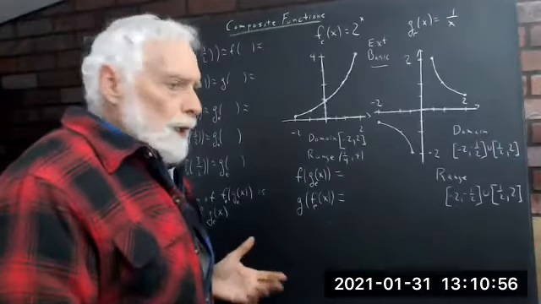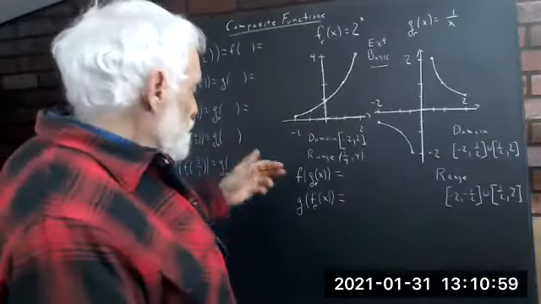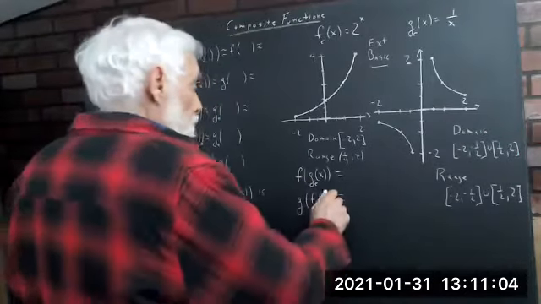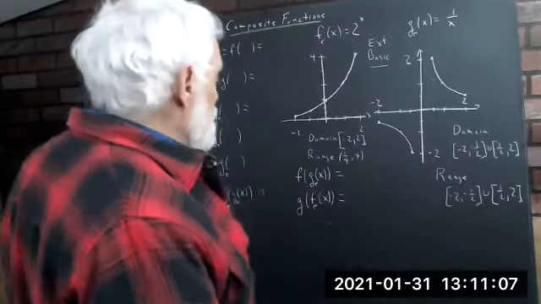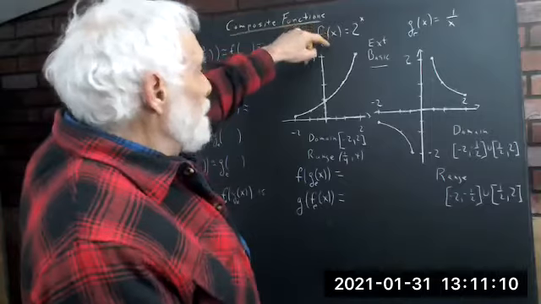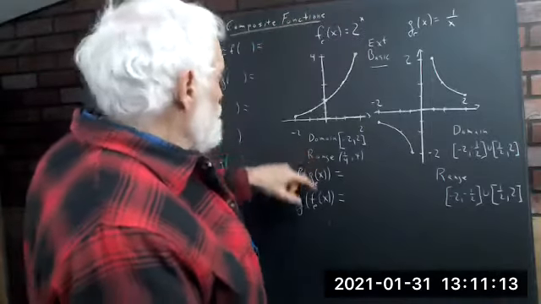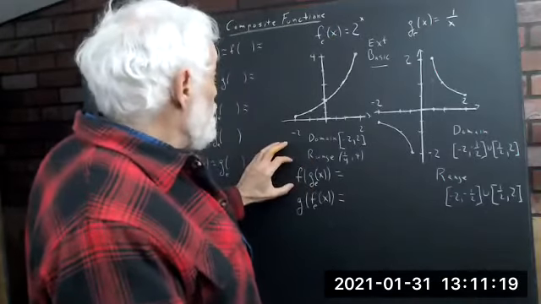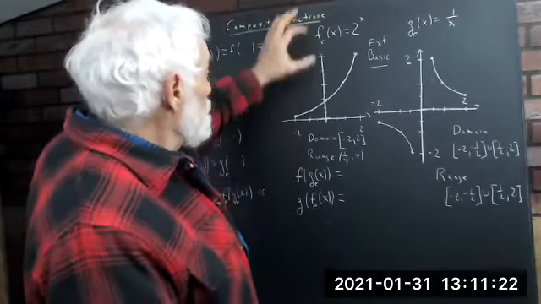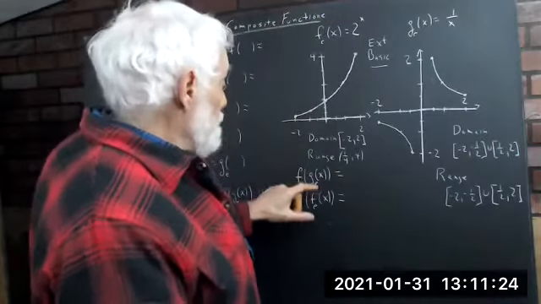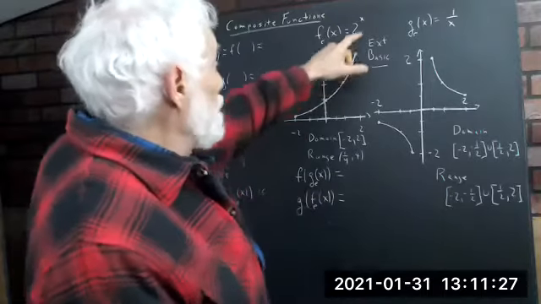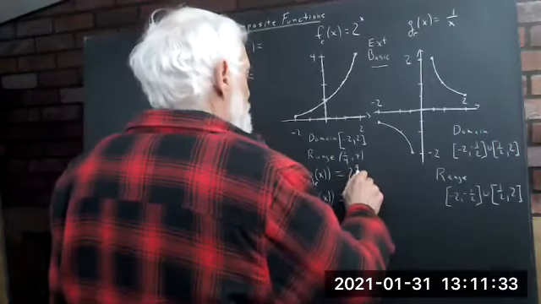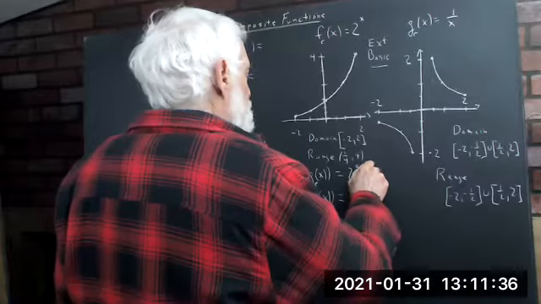Okay, now we can write the expression for f of g sub e of x, or g of f sub e of x. For f of g sub e of x, well, f sub e of x equals 2 to the x. So if we replace x with g sub e of x, this expression is just like that expression, except that x has been replaced by g sub e of x. That means we have to replace this x by g sub e of x, and we get 2 to the g sub e of x.